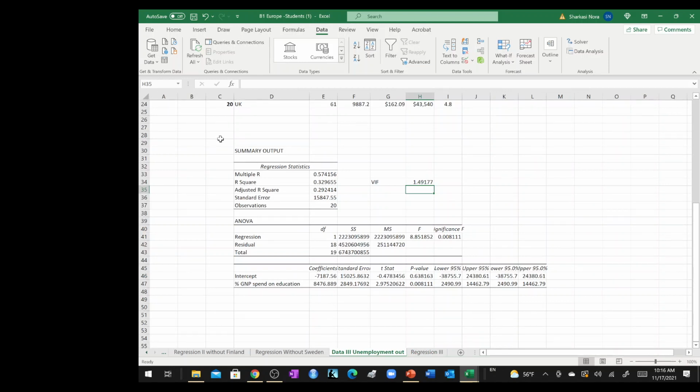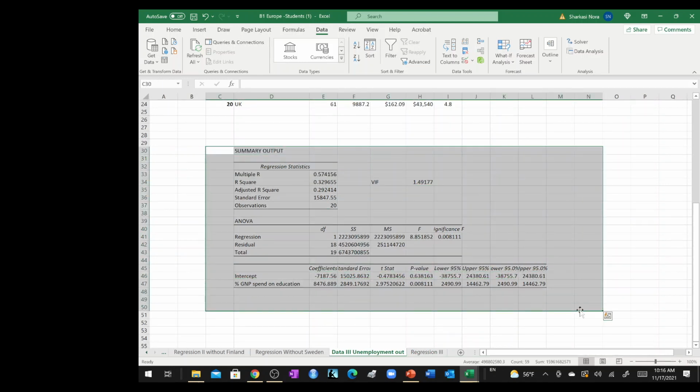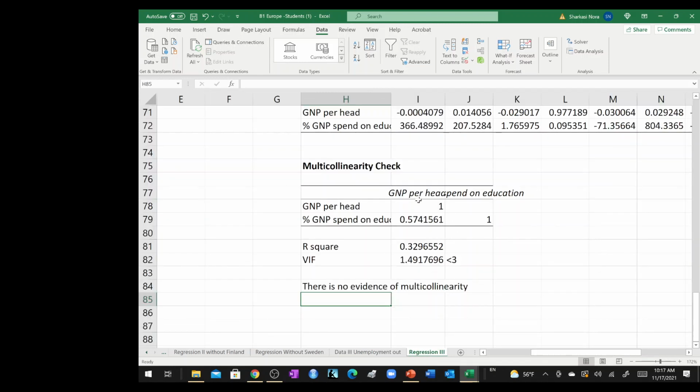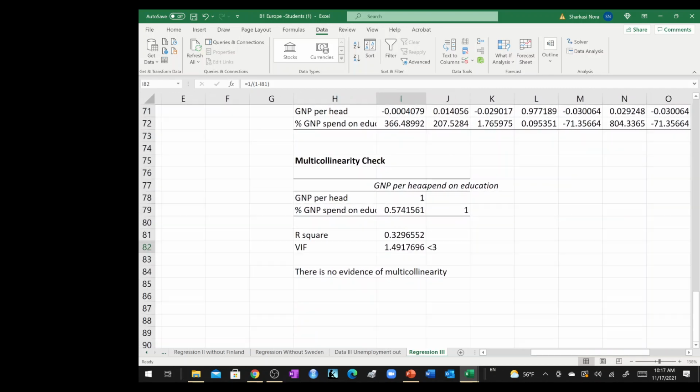This method is a must if you have 3 independent variables or more. You need to run linear regression from the analysis toolpak if you have 3 independent variables or more. But if you have 2 independent variables, as you can see here, this method with the correlation matrix and then just taking the square of the Pearson correlation will be sufficient. Then you can get the VIF easily.